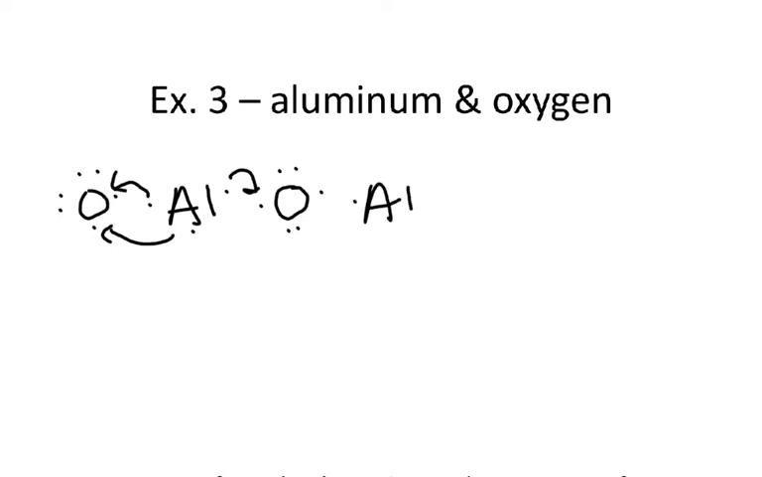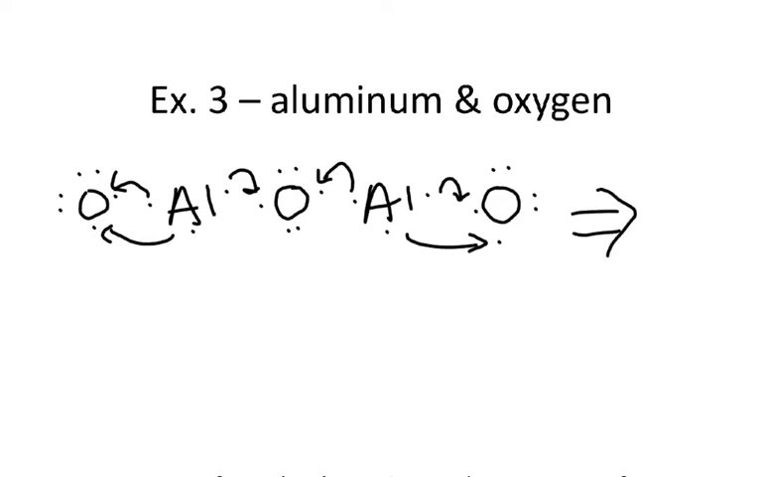So then you have another aluminum with 3 electrons. So it gives that one away. And now this aluminum's like, I still have 2 more. So then another oxygen comes along, and it's like, oh, I'll take those 2. And when all is said and done, you have a compound made with 2 aluminums and 3 oxygens.